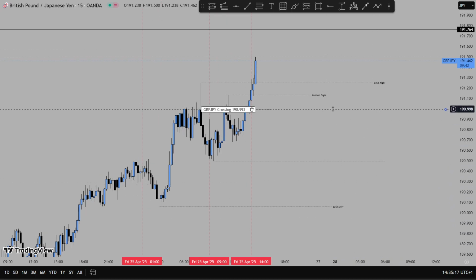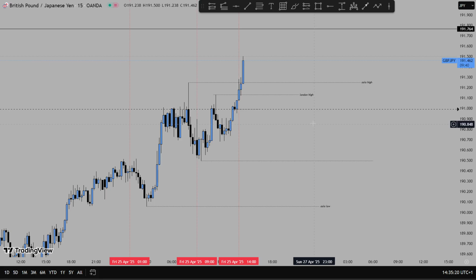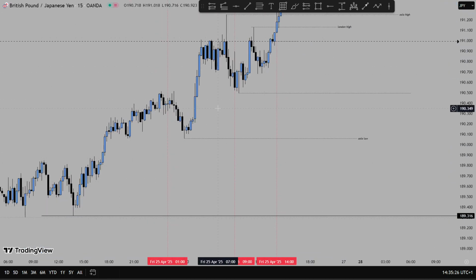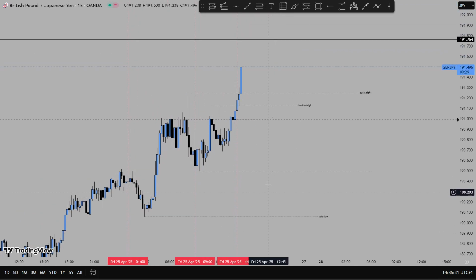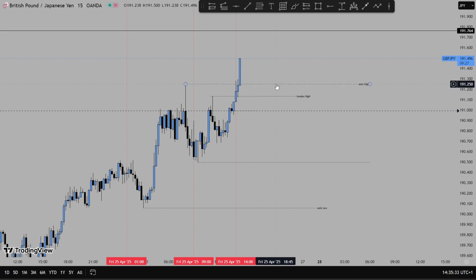price might reverse. And the reason I'm not a fan of taking any trades today is that, as you can see, we are bullish on the daily, we are bullish on the 4-hour, and we are bullish on the 1-hour. And as you can see on the 15-minute, we didn't see any rejection off of that sweep of liquidity.